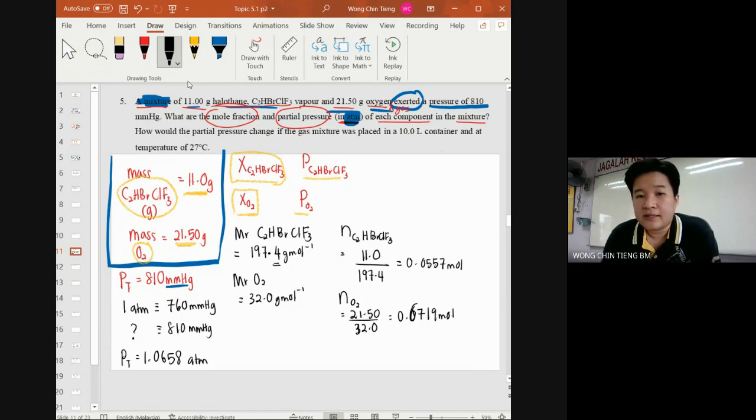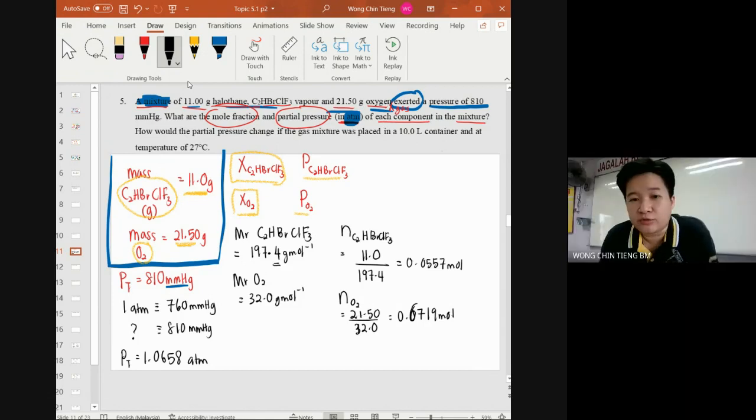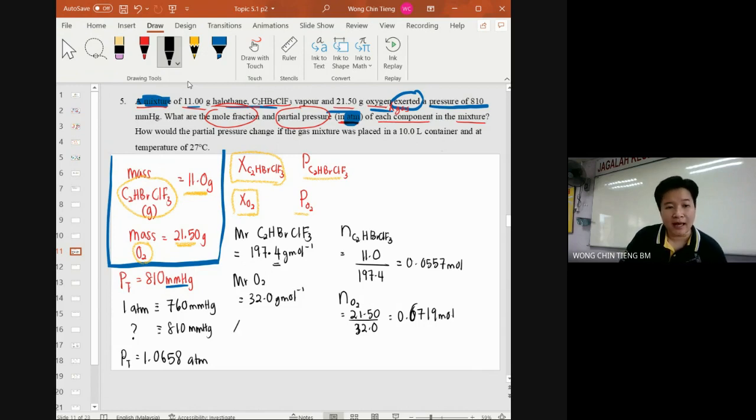Okay. Alright, then what do we do? How do I get the mole fraction? N total. You must show N total. I believe many people will do something like this. I can show you both ways. Okay, you can do X of your C2HBrClF3. Many may take your 0.0557 directly and divide it by 0.0557 plus 0.6719. Whoever does it this way is not wrong, it's correct.